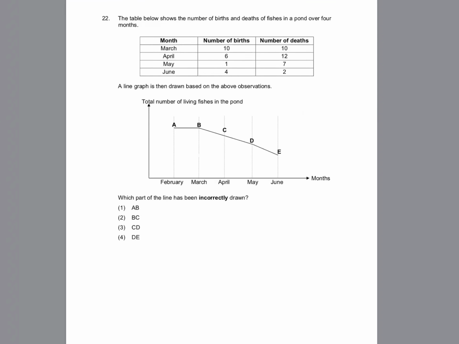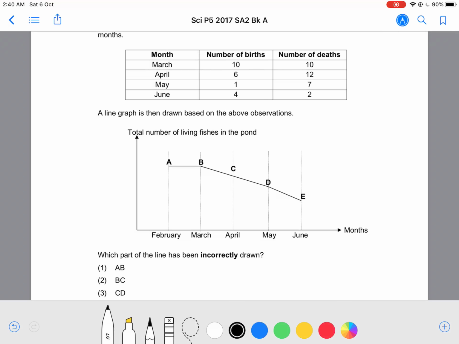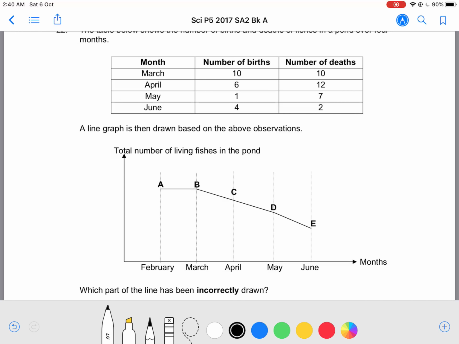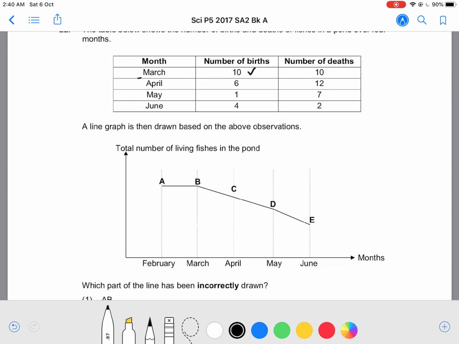Okay, move on. This is a simple mathematics question. Why I say mathematics is because you need to read the graph properly. Now, in the month of March, you have number of births 10, but also number of deaths 10. So that means in the month of March, the change in the number of fishes in the pond will be 0, right? It's like there's no change. Now, in the month of April, you have 6 born, but 12 dead. So that means you actually dropped by 6 fishes, right?